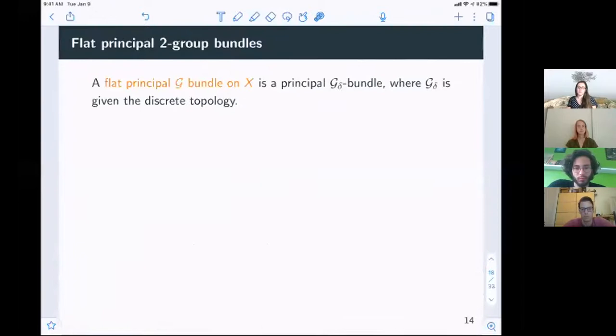But the other thing that we should touch on quickly are flat principal G bundles, which are principal G-delta bundles, where G-delta is given the discrete topology. But since we've been working with finite groups, we've endowed them with the discrete topology anyway. So everything that we've looked at so far has been flat bundles. When we work with these finite 2-groups, they're always flat bundles.